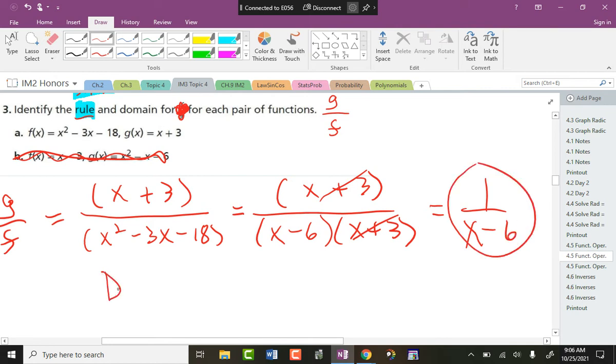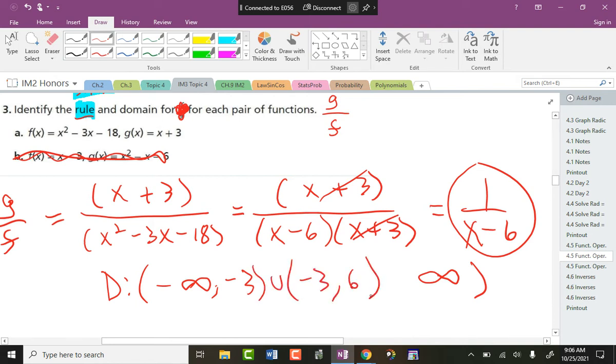Then, of course, the domain, going to speed that up too. It's all real numbers. So I like doing that with my CAT students. It is all real numbers except 6 and negative 3. Negative 3 still, because 0 divided by 0 is still bad. And that's the only way that you can write it. I need a U. Got it in there. Nice.